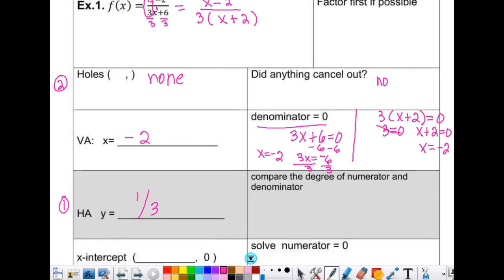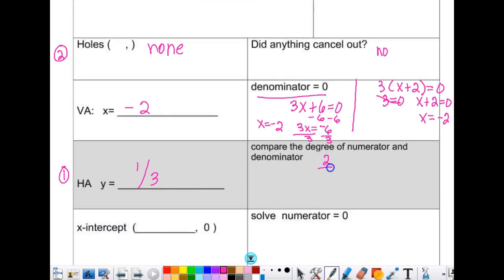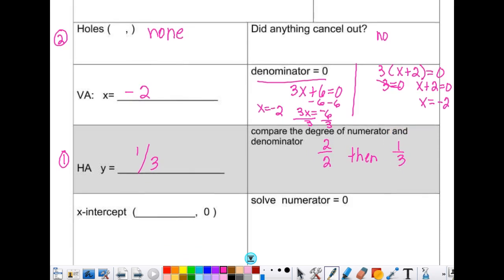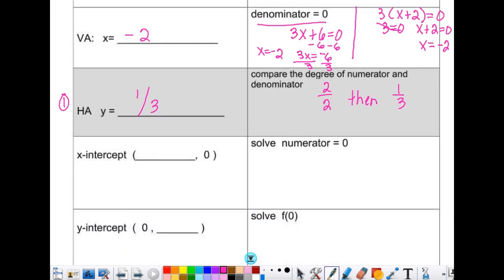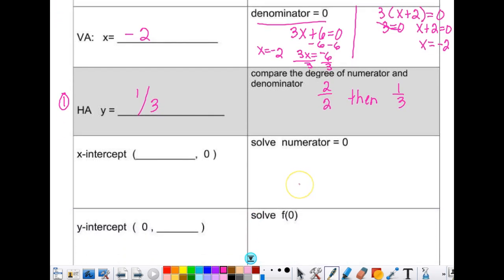We've already done the horizontal asymptote. Maybe we should have put a 2/2 and then looked at the 1/3, because 2 and 2 were tied. Okay, to find the x-intercept, you set the numerator equal to 0. What's in the numerator? X minus 2. So what is x? 2. So an x-intercept, let me erase this over here.